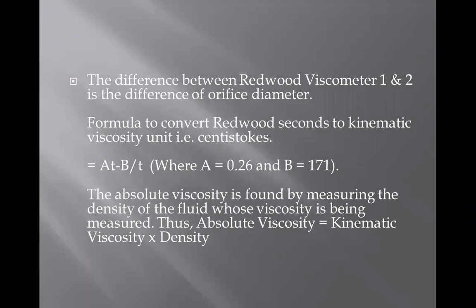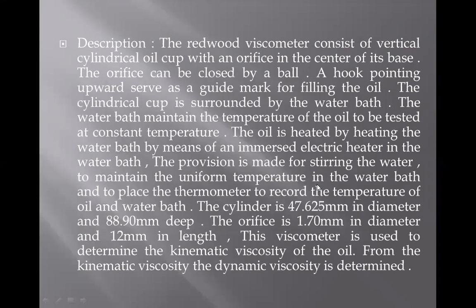Now, we are using a formula to convert Redwood seconds to kinematic viscosity unit, that is centistokes. The formula is A·T minus B upon T, where A is equal to 0.26 and B is equal to 171. These are the constants used for the calculations. The absolute viscosity is found by measuring the density of the fluid whose viscosity is being measured. And thus, absolute viscosity is equal to the kinematic viscosity into density.